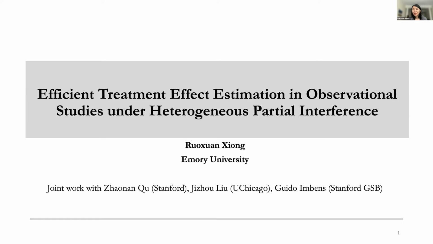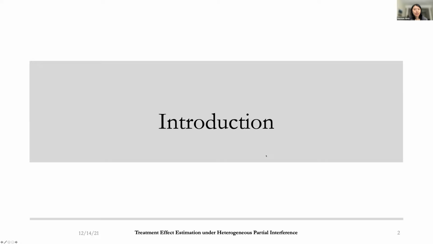Thank organizers very much for giving me an opportunity to present our recent work at the online causal inference seminar. Today, I'm going to talk about the estimation of treatment effects in observational studies, where the interference pattern among units is heterogeneous and depends on some observable features. This is a joint work with Zhaonan Qi, Cizhou Liu, and Hido Imbens. We will start with a brief introduction on the general concept of interference, then provide some examples of heterogeneous interference. Heterogeneous interference is the main focus of this paper, and I will explain why it's important to consider the heterogeneous interference.